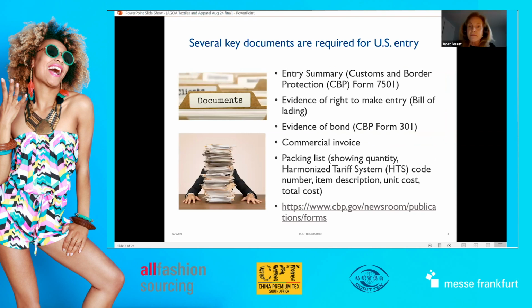First of all, I'll talk about some of the key documents required for entry into the US. The first is the entry summary, which is referred to as the 7501. The next is a bill of lading, which is needed as evidence of the right to make entry. The third is the bond, then the commercial invoice, and the packing list.